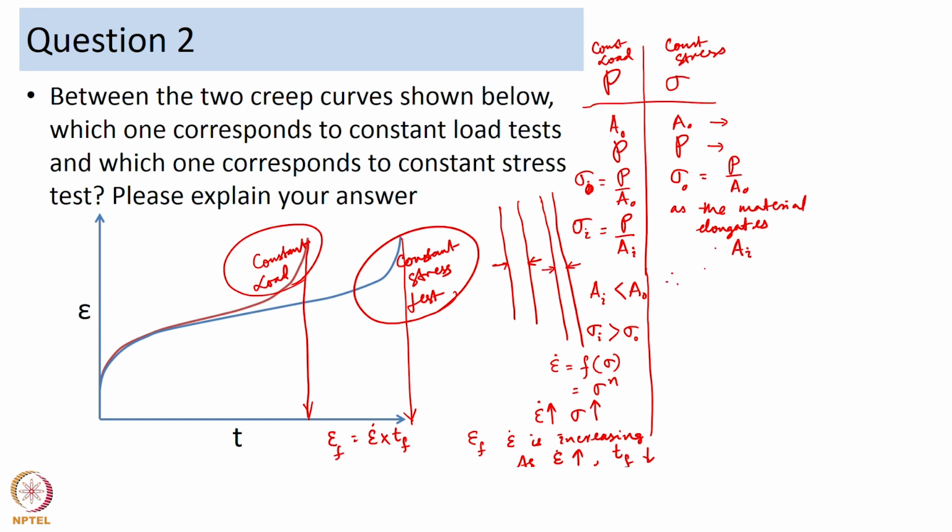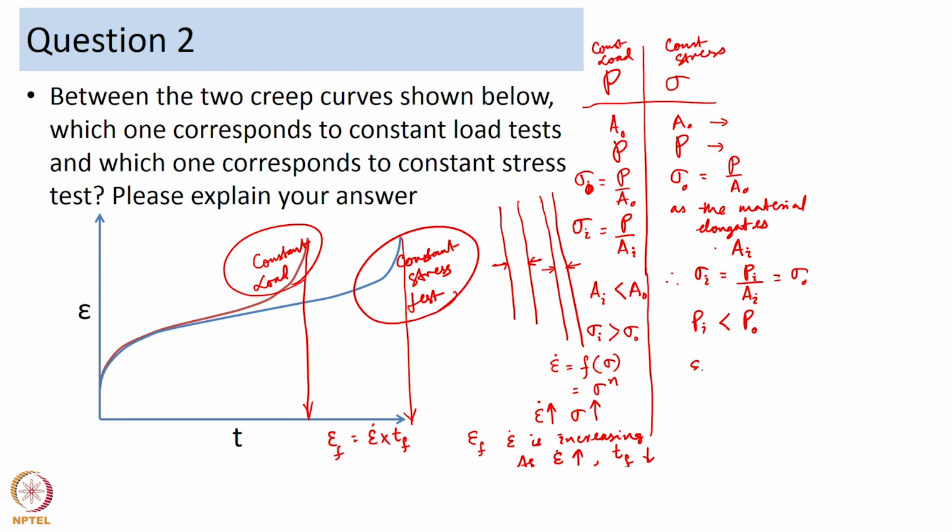So, the instantaneous stress should have been P over A i, but because you are trying to keep it constant, equal to sigma naught, you have to reduce the applied load. So, P i is going to be lower than the applied load P naught. You regularly reduce the applied load so that you can keep the stress constant.